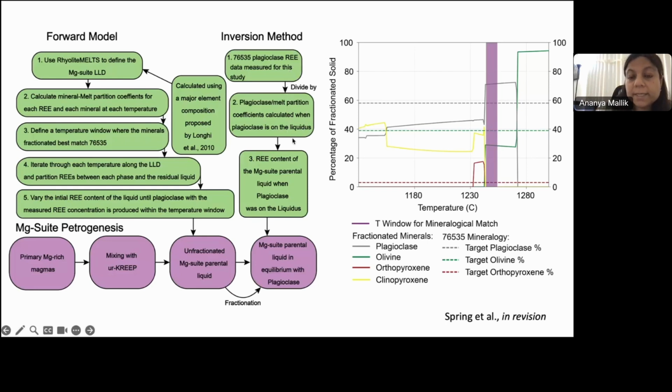So what Isaiah has done is he has basically varied the amount of trace elements in this unfractionated primary liquid. And then he has used partition coefficients from the literature to model how these trace elements would fractionate along the liquid line of descent. And he has done an iterative process where he varied the initial amount of trace elements in that unfractionated liquid to see what amount of trace elements in the unfractionated liquid would best explain the measured amount of trace elements in these plagioclase grain separates.